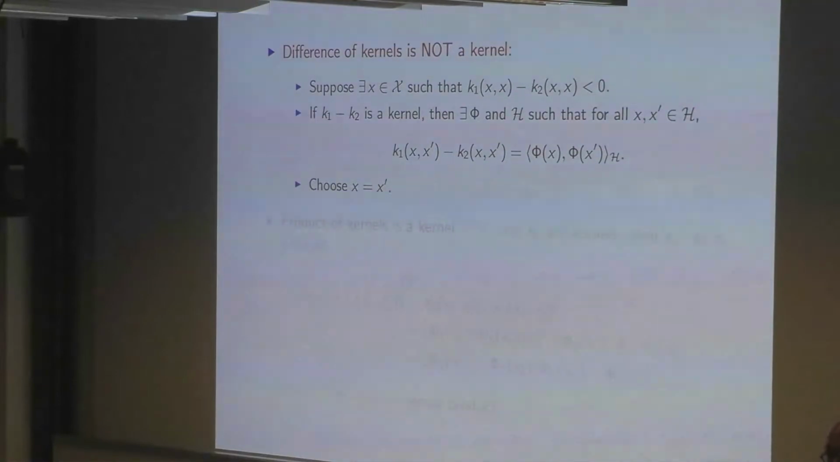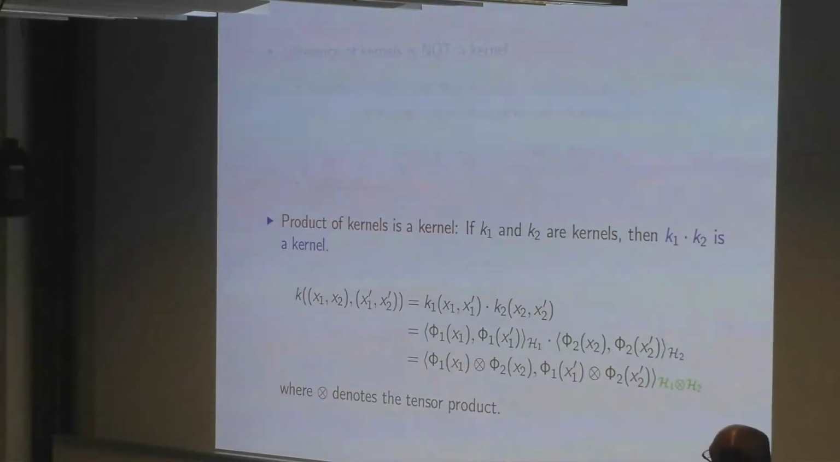But the difference of kernels is not a kernel. In general this is not a kernel, whereas the product of kernels is a kernel. I'm going to go slowly here because this is super critical in lecture 2, when we study what is called a covariance operator. So if I have 2 kernels K1 and K2, the product is a kernel. So how do we do this?